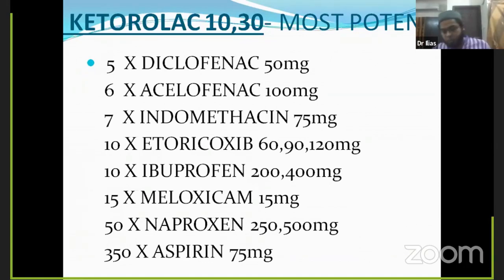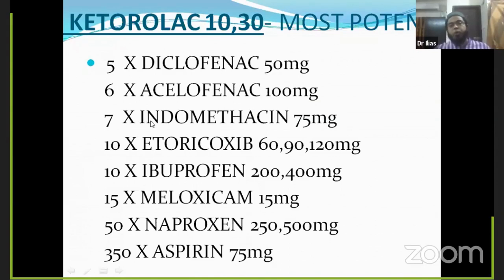Okay, so if we stratify this ketorolac along with the other anesthetics, we can understand the strength of the ketorolac, how much stronger it is than other anesthetics. It is established after one study that ketorolac is 5 times more potent than diclofenac. Mind it. And 6 times more potent than aceclofenac.